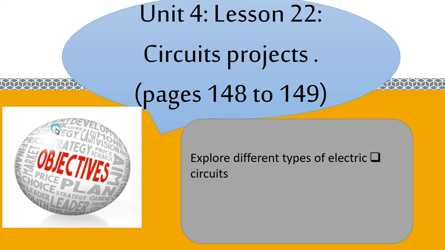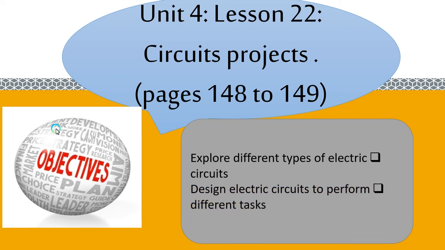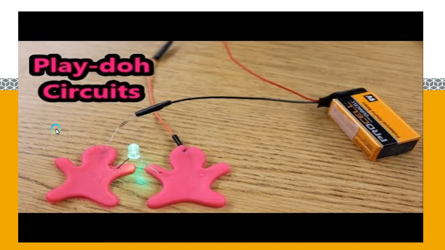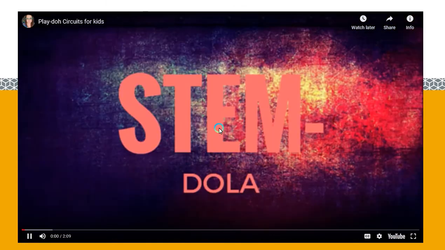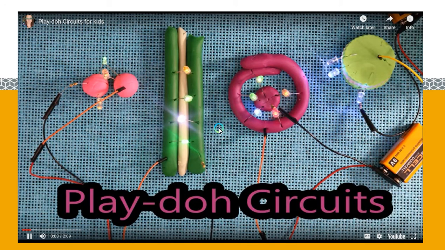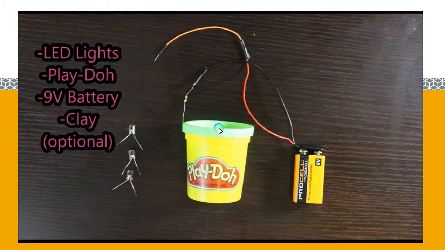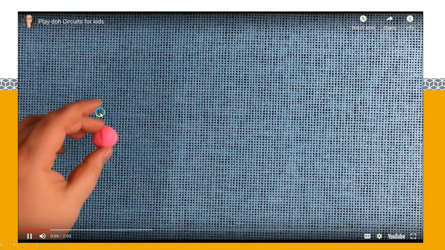Explore different types of electric circuit. Design electric circuits to perform different tasks. Next one now. We'll try to see this video and how we can make an electric circuit by using clay. If you look at this girl, you make many kinds of electric circuit. To make a Play-Doh circuit, you're going to need LED lights, Play-Doh, a 9-volt battery, and optionally clay.